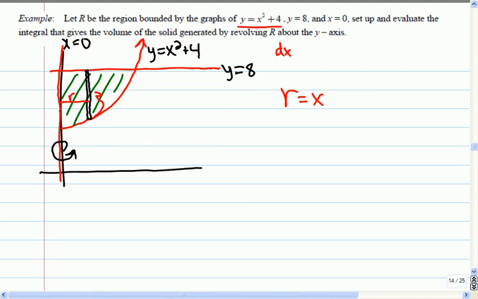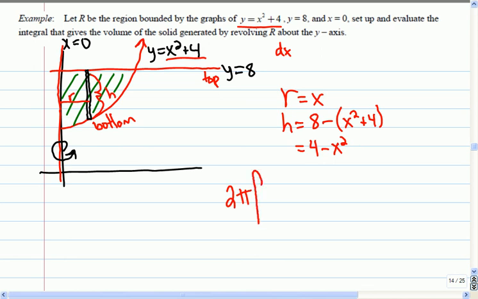Its height is this piece here, and that is going to be the top, which is the line y equals 8, and then the bottom here, which is the curve x squared plus 4. So that means the height will be 8 minus (x squared plus 4). So that's 4 minus x squared. So if I wanted to set up the integral, it's going to be 2 pi from x equals, let's see here, 0, this is where it starts, until I get right here.